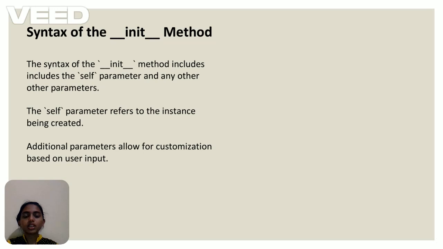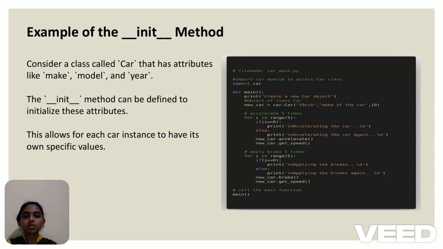Syntax of the init method. The syntax of the init method includes the self parameter and any other parameters. The self parameter refers to the instance being created. Additional parameters allow for customization based on user input.